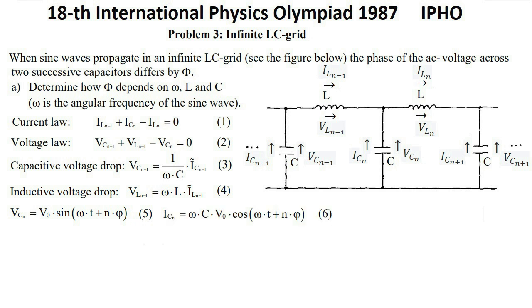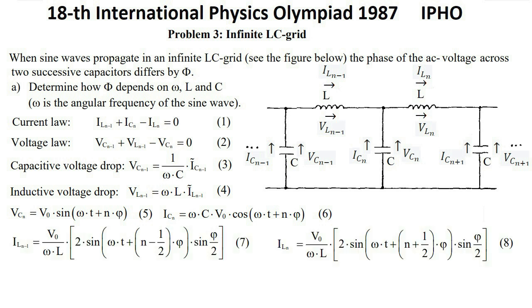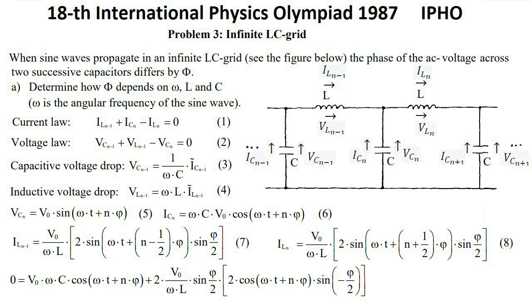From equations 3 and 5 we have expression 6. From equations 4, 2, and using 5 we have expressions 7 and 8. Equations 6, 7, and 8 satisfy the current law. This gives the dependence of phi on omega, L and C. This condition must be true for any instant of time.